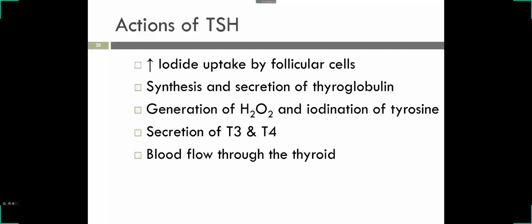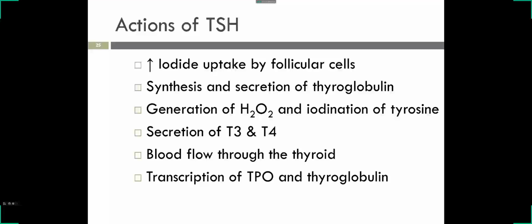TSH will also influence blood flow through the thyroid. That's a key aspect for both bringing in more hormone and releasing T3 and T4. And importantly, in this last one, remember we mentioned this TPO enzyme. So TPO is thyroid peroxidase or thyroperoxidase enzyme, expressed mainly in the thyroid, and it's secreted into the colloid upon TSH stimulation.